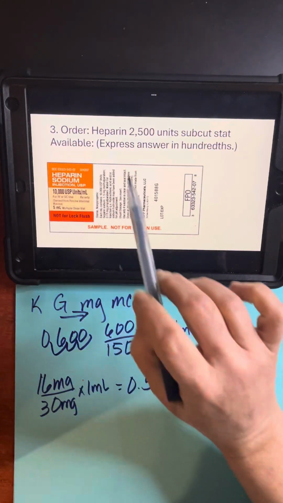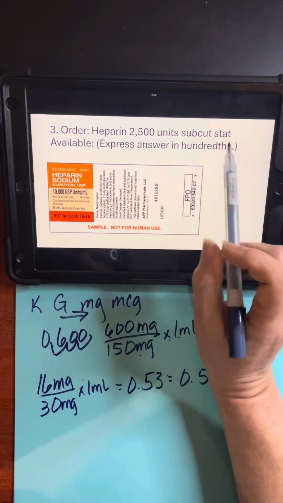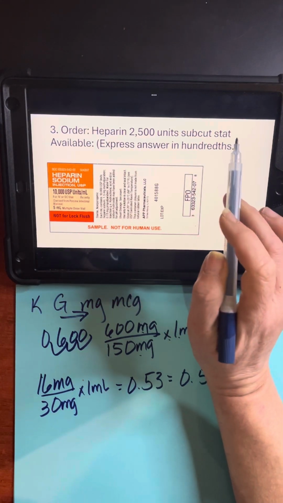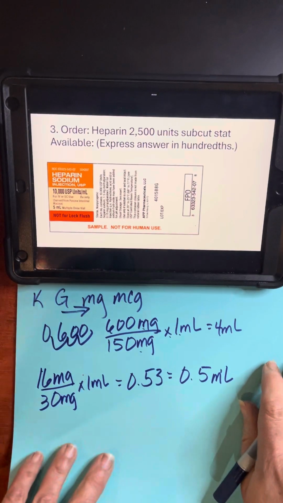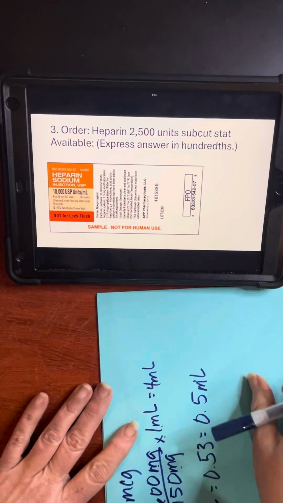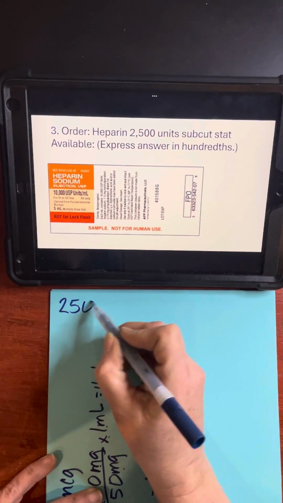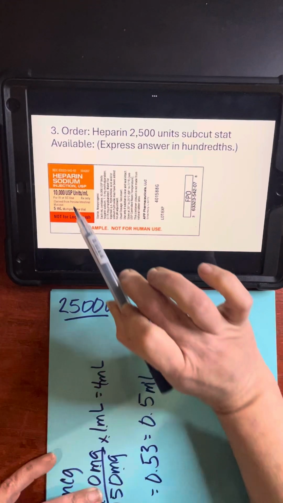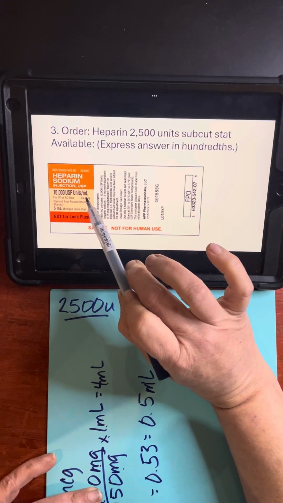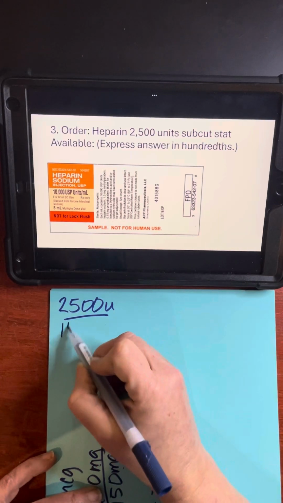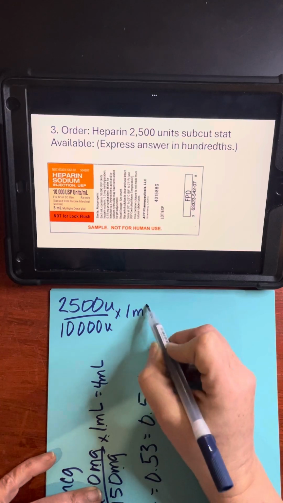Okay, look ahead now. Heparin, 2,500 units subcutaneous. Express your answer in hundredths, okay? We'll do that. So, I'm going to do it over here. What he wants is 2,500 units. What we have is 10,000 units per 1 ml. You see that? So we're going to put 10,000 units per 1 ml.